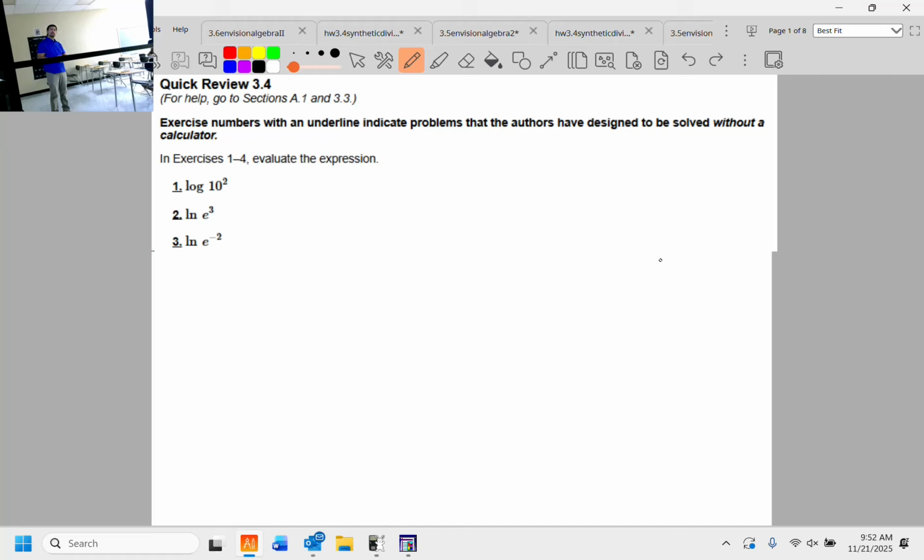So these are kind of like yesterday to some degree. Evaluate the expression. We might have to go over a rule, I don't know. But what's the understood base of a log if it's not mentioned? 10. Now, there is a rule we're supposed to talk about here. I don't know if you remember or not.